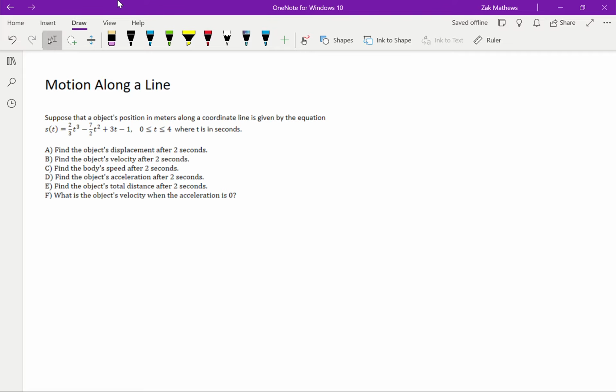Let's talk about an application of derivatives. One application is motion along a line. Here we are given an object's position in meters along a coordinate line by the equation s of t equals 2/3 t cubed minus 7/2 t squared plus 3t minus 1. We have an equation for position.